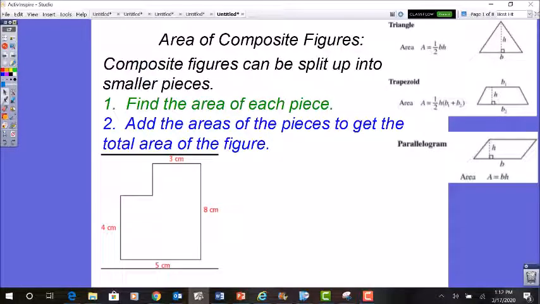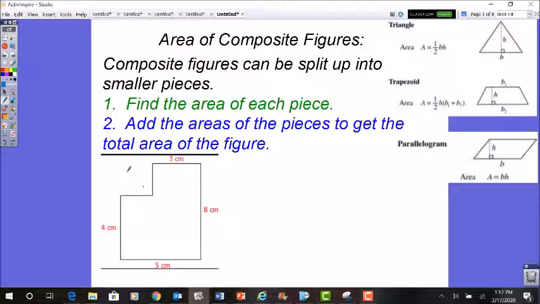So if you've watched any of the other three videos, we've done parallelograms, triangles, and trapezoids, so you can see those formulas here. But for composite figures, basically what you're doing is you're taking a shape that is made up of other shapes, so we're going to have to cut this shape into pieces. And then we're going to find the area of each piece and then add the areas of the pieces to get the total area of the figure. So there's more than one way sometimes that you can even break up these shapes.